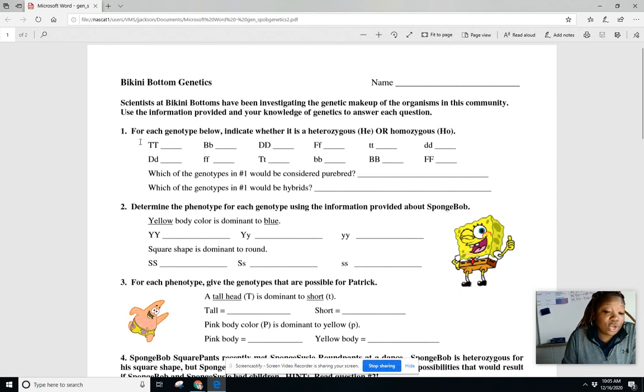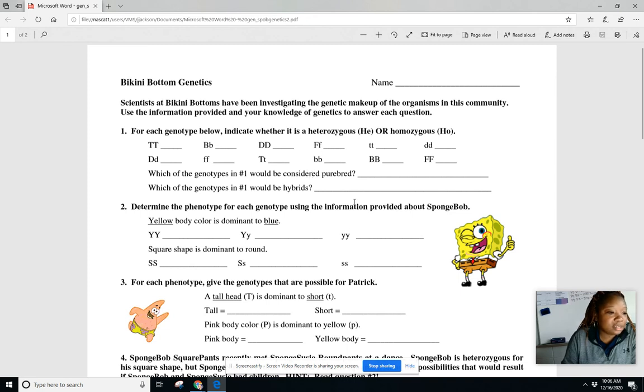So go back to your notes if you're unsure to read the definition of homozygous. But big T, big T is going to be homozygous. So you're going to write HO right here. Big D, little d, which is a capital letter and a small letter, that is heterozygous. That's a combination of 2 different traits. You've got a big letter and a small letter. So that's going to be HE. Remember, another name for purebred is homozygous. Another name for hybrid is heterozygous.